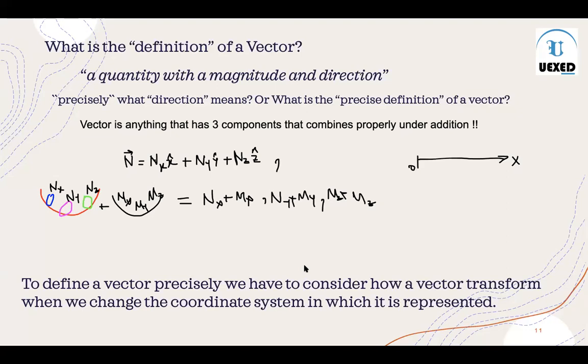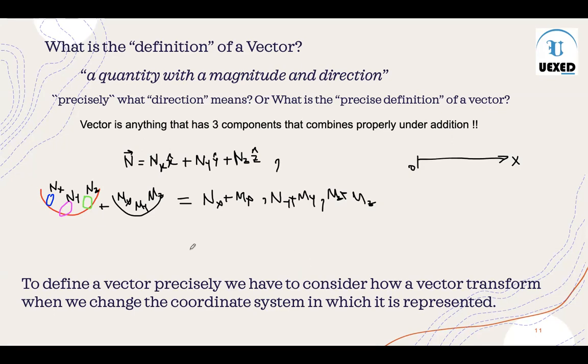The precise definition of a vector is given only when we consider how a vector transforms when we change the coordinate system in which it is represented. If it is a question, how are we going to answer this? Does anybody have any idea, or did you read somewhere about this? Say yes or no.